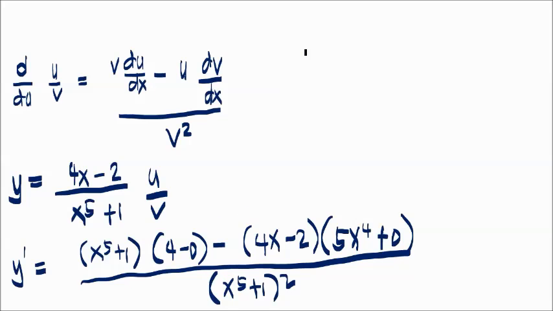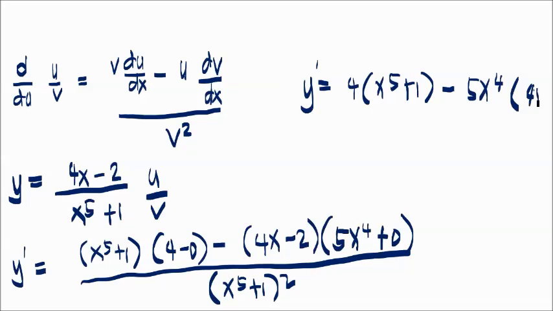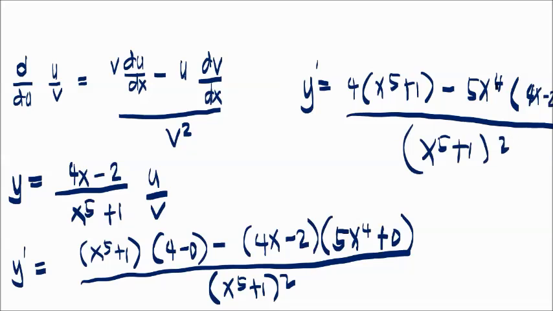Then just simplify our y prime. So let me write it here. 4 times x raised to 5 plus 1, minus 5x raised to 4 times 4x minus 2, all over x raised to 5 plus 1, squared. So this is your final answer. You can write it down as your final answer. Your final answer in quotient rule is really long, or it's bigger than the given. So you don't have to worry about that.